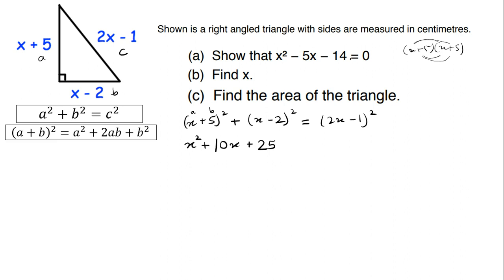If you try and work out the square using the longer method, you're going to get the same answer in the end. But this is just a more direct way of approaching a question like this.